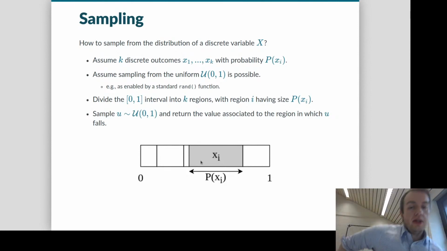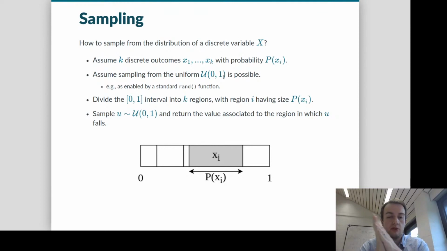So the first thing that we'll need to have is some way to sample from the distribution of some discrete variable x. Okay, so let's just first assume that we have just a single variable x which is discrete, and we know the probability distribution for this variable. Okay, so an algorithm that you could use to generate samples from this probability distribution would be to assume that this is a discrete variable and I have only up to k different outcomes, x1 to xk, and each of them comes with a probability p of xi. Then the second assumption will be that we have a way to sample from some uniform distribution, that I will denote by u between 0 and 1.